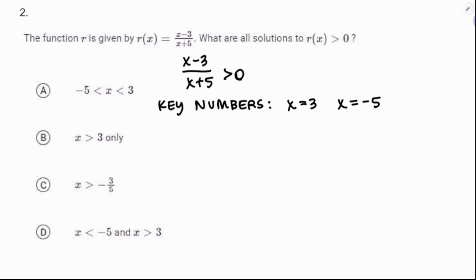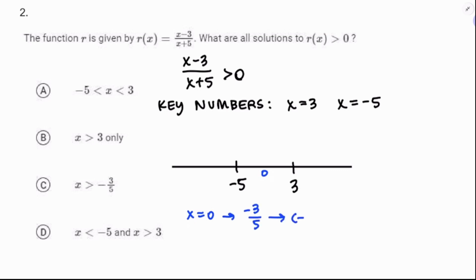We're going to make a number line and label it with our key numbers: negative 5 here, 3 there. We're going to choose a test point. I'm going to choose x equals 0. When x equals 0, I'm going to have negative 3 over positive 5, and that's a negative number. So I log that that's negative.